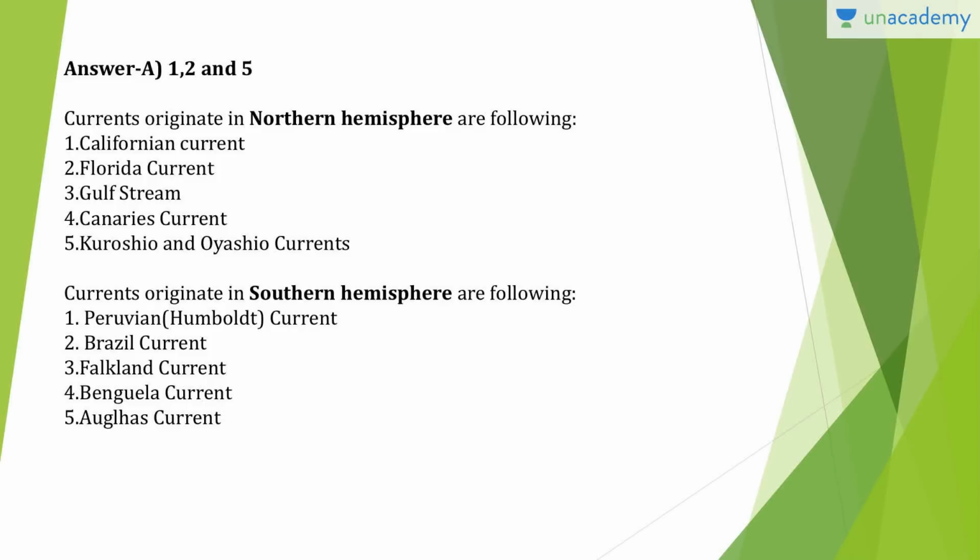Apart from that, it includes Canaries current, Kuroshio and Oyashio currents which are near Japan. And the currents which originate in the southern hemisphere include the Peruvian or Humboldt current, Brazil current, Falkland current, Benguela current, and Agulhas current. Okay.